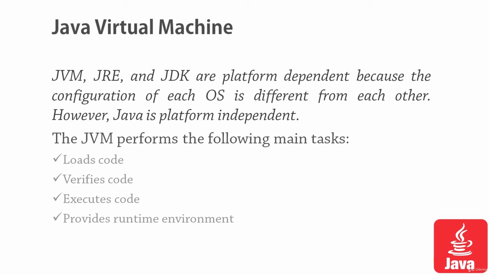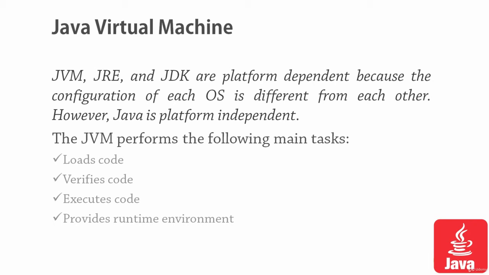Then these are platform dependent. JVM, JRE, and JDK are platform dependent. It depends on the machine on which it is installed. It depends on the configuration of a different OS, based on Windows, Linux, or Mac. However, Java is platform independent. To make Java platform independent, these things have to be installed for different platforms because they will run the same instruction code, or bytecode, on different machines.